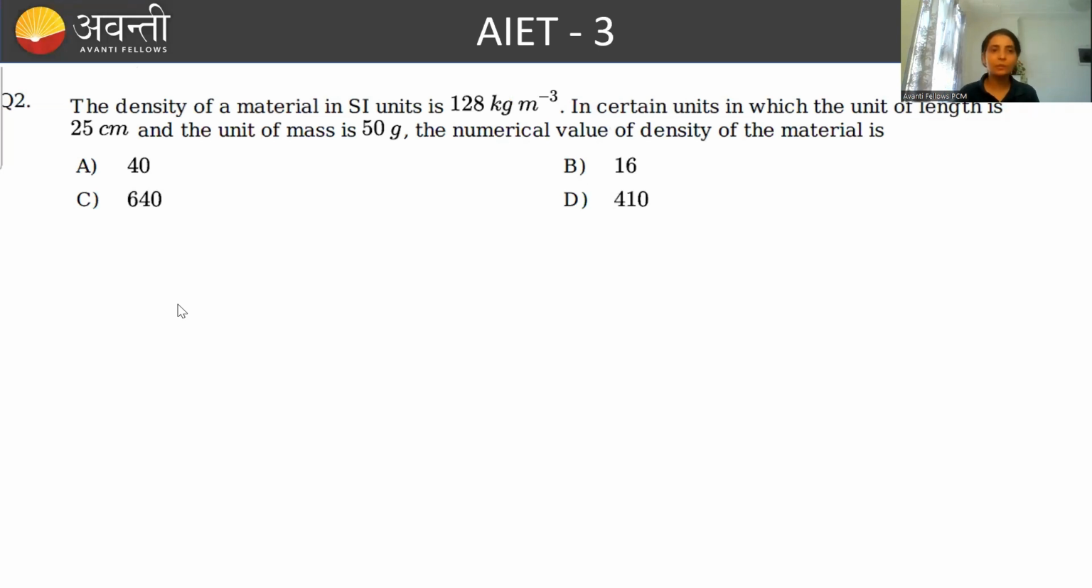The first question is question number 2 of the paper. The question is: the density of a material in SI unit is given, right? So in SI unit, density is given as 128 kg per meter cube. In certain units in which the unit of length is this and the unit of mass is this, what is the numerical value of the density of the material in this, right?